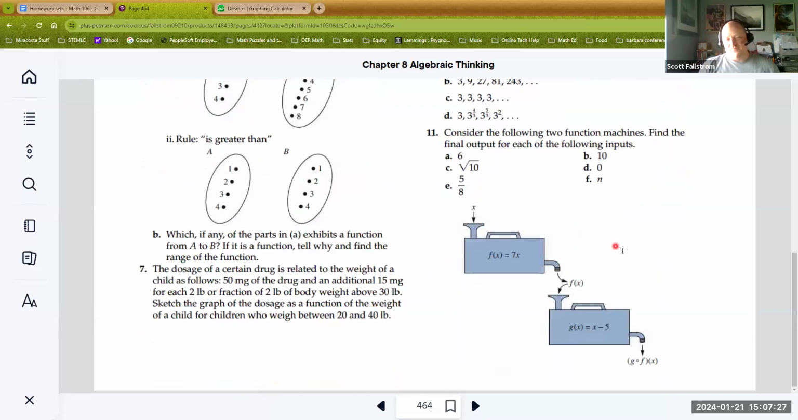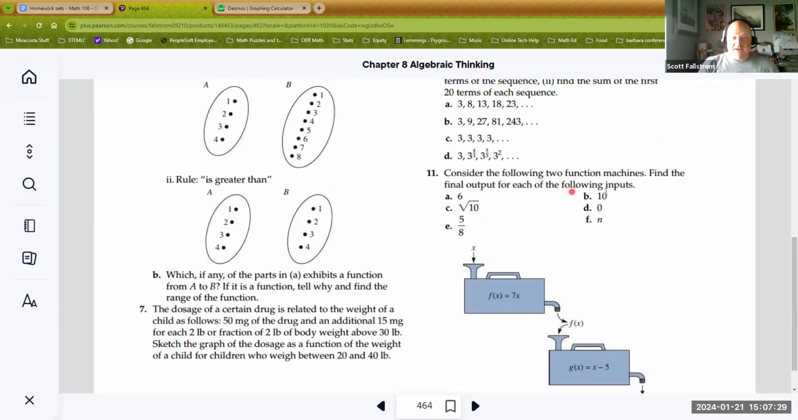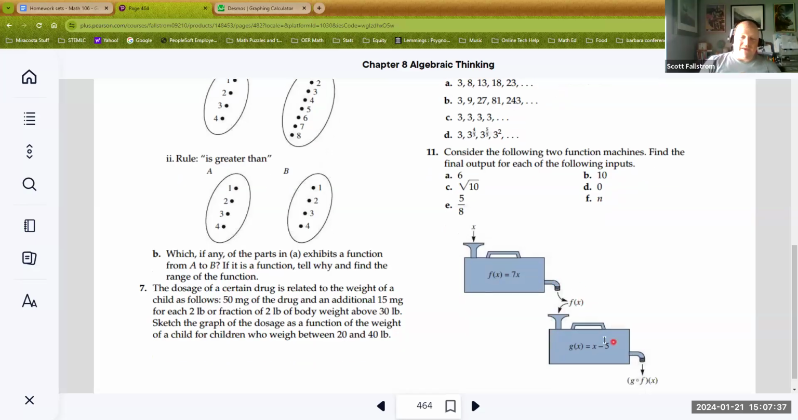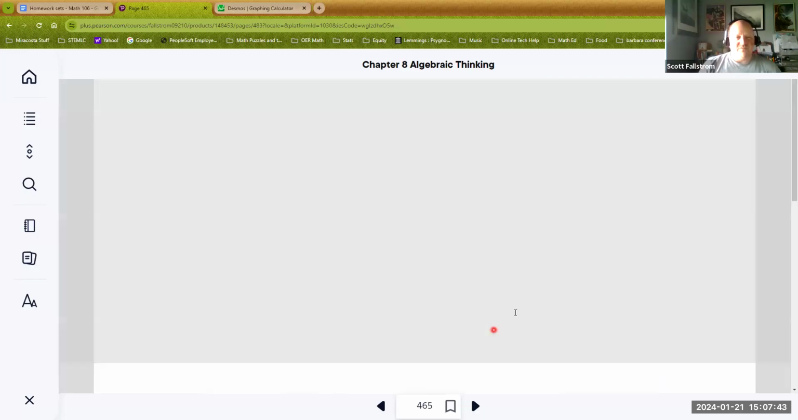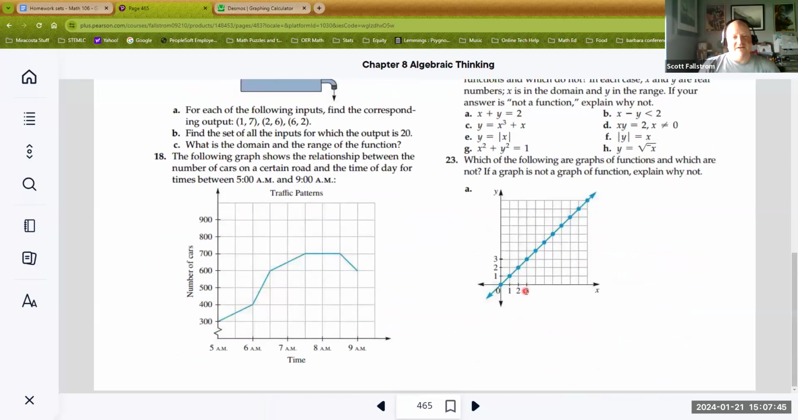Ooh, function machines. So this is kind of fun. Find the final output for each of the following inputs. So when you say 6, put 6 in, bump, bump, chicka, chicka, bump, bump. Ooh, what did you get out? And then drop that right back into the next one. And that becomes your output. Okay. So there you go. There it is.